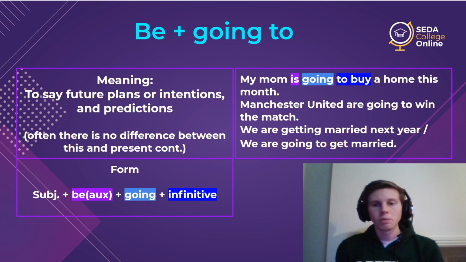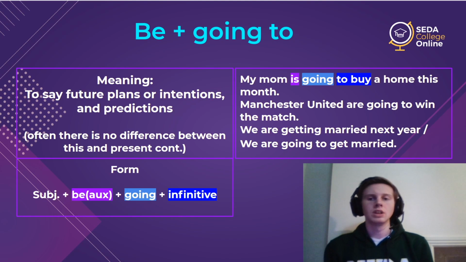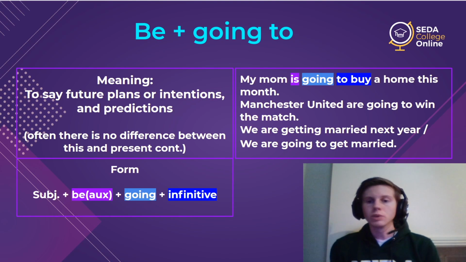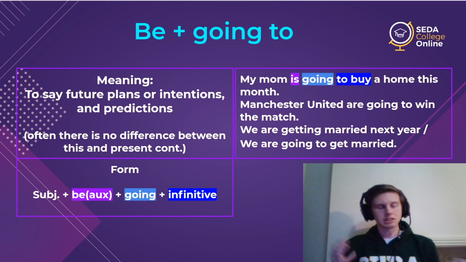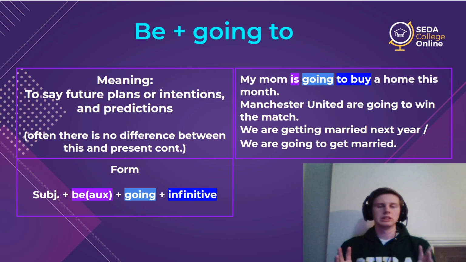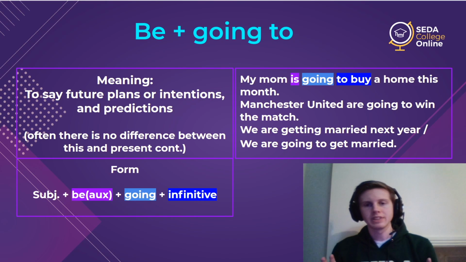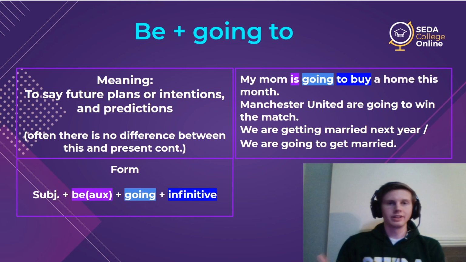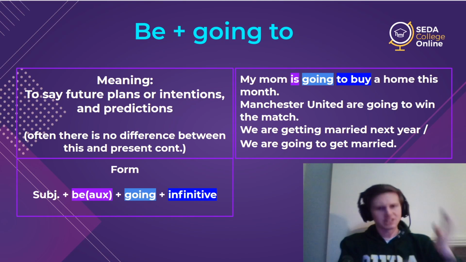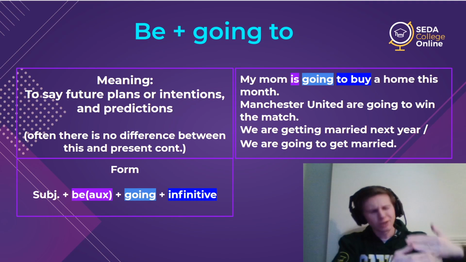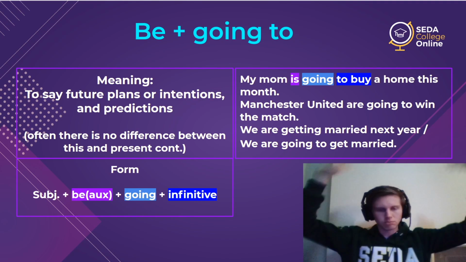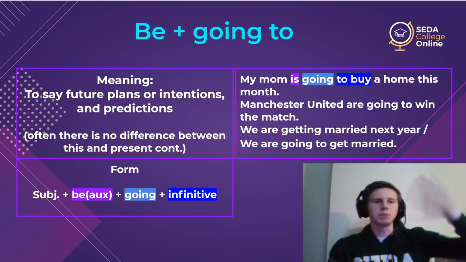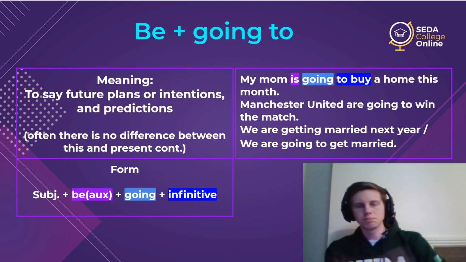And then here's one where it makes totally no difference. We're getting married next year. We're going to get married next year. Here, honestly, no difference at all. We have the idea of a marriage, which is social. There's some travel involved, and it's a very set plan. You plan a wedding many, many months, maybe years ahead. So we say, whatever your choice, be going to, present continuous, both are fine.